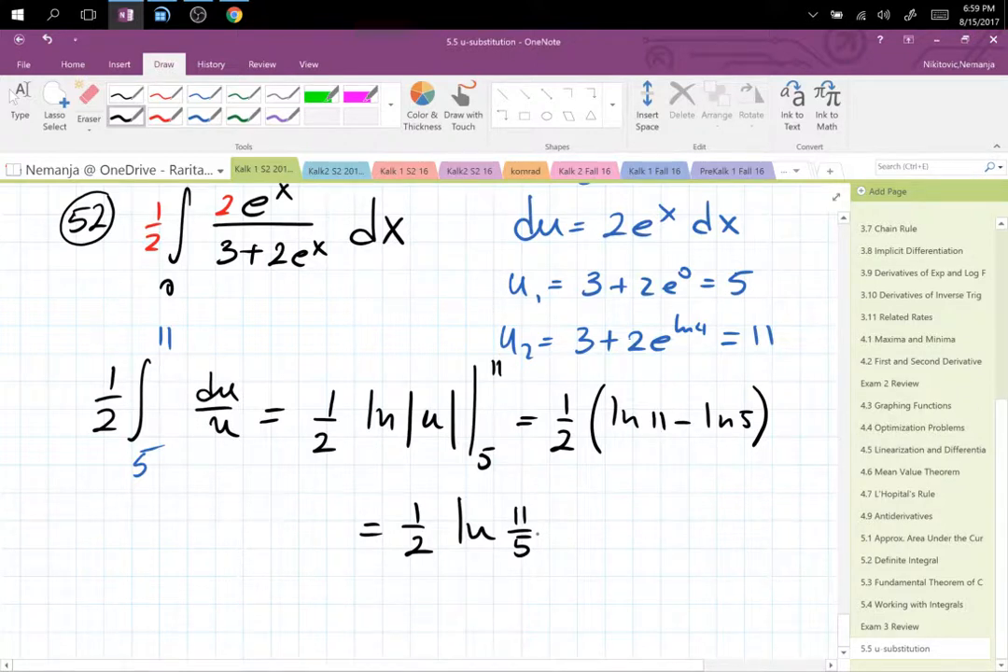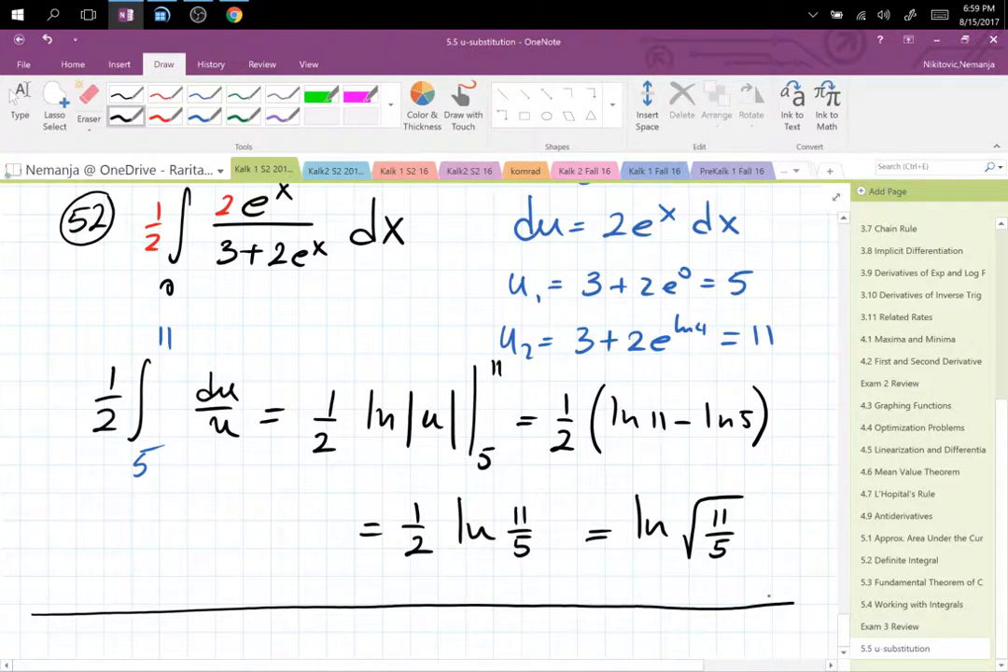And then what you can do is take the half inside, just to show off how boss you are, and do that. I used 2 properties of logs, which you should know.